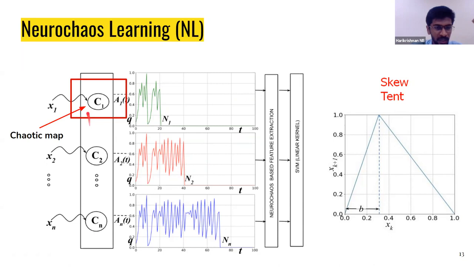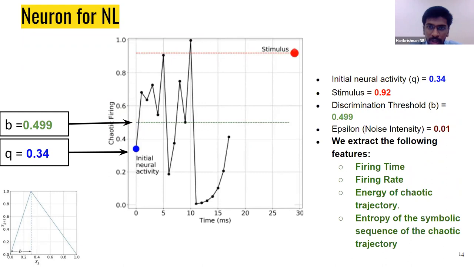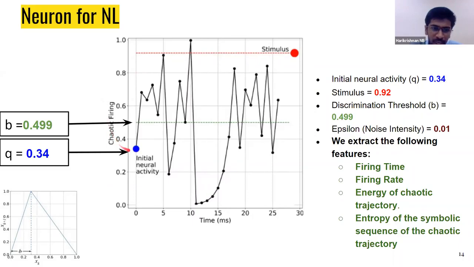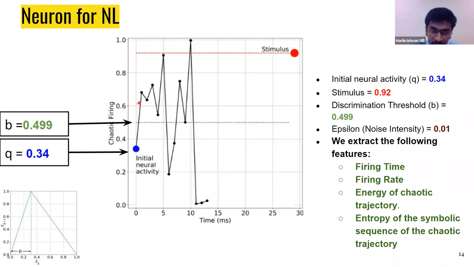The moment C1 encounters X1, C1 starts firing. Let us take C1 along. The red dotted line, the red color point that you see, is a stimulus. The moment the stimulus arrives, the chaotic neuron, say C1, starts firing with an initial neural activity of 0.34. That means the initial condition for the chaotic map is 0.34. It starts firing and it stops firing when it reaches the epsilon neighborhood of the stimulus. By reaching the epsilon neighborhood of the stimulus, what we mean is that it recognizes the stimulus.